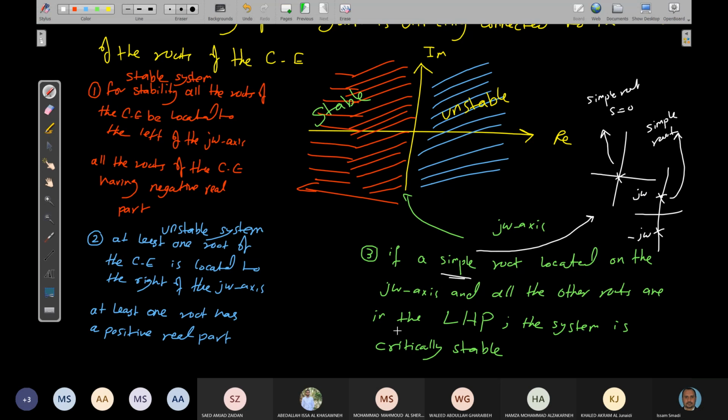Now why do we call this one critically stable? This one we call stable, this one is unstable, but this one we call critically stable. Why? Do you know why?